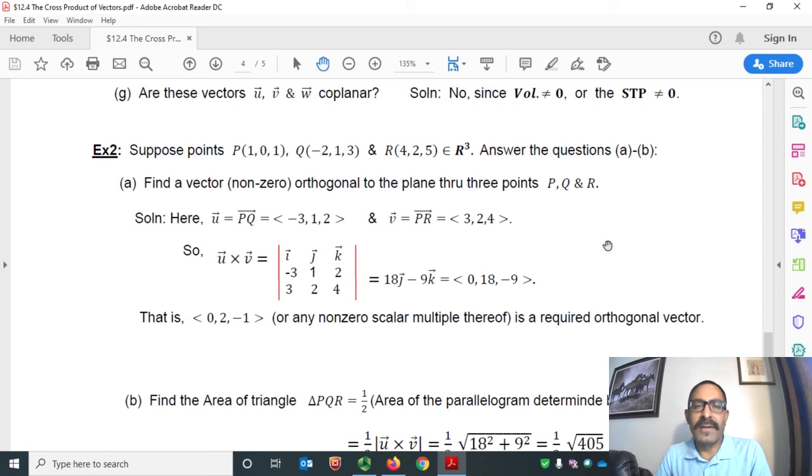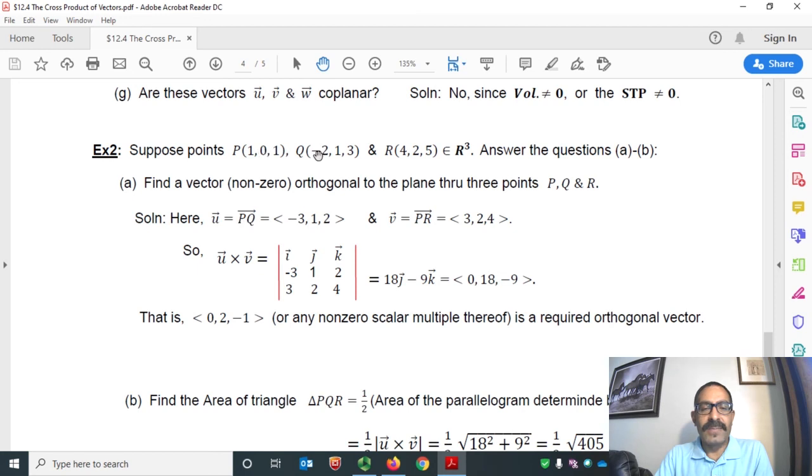So how to find a vector orthogonal? We have to take a cross product. Now to take a cross product, we do need 2 vectors. So let's find the 2 vectors. We know any 2 points give us a vector by using the formula tip minus the tail. So first, let's assume our vector u is PQ. That means Q minus P.